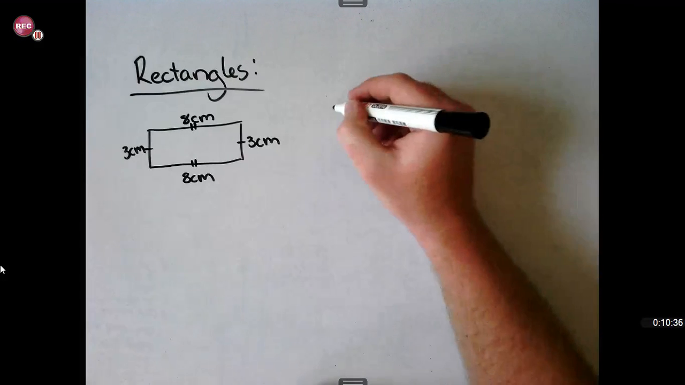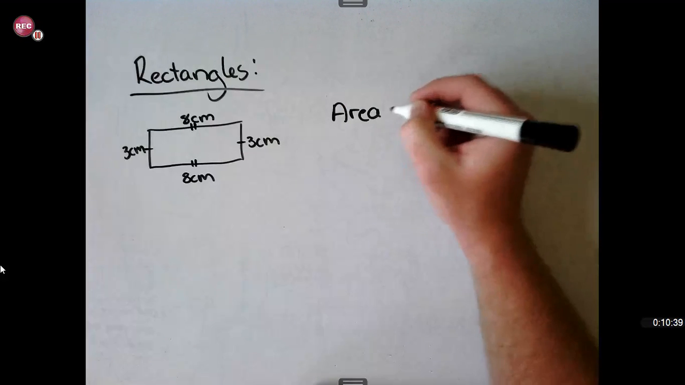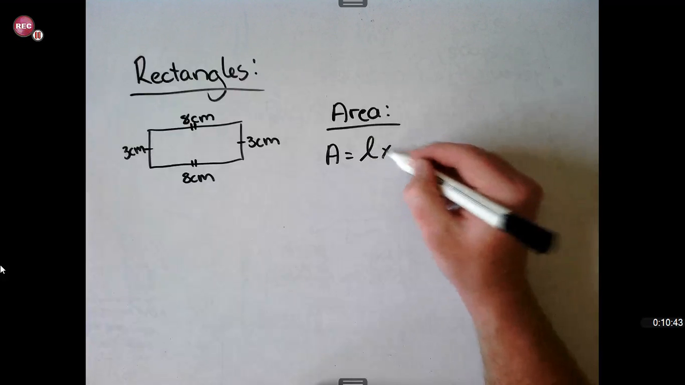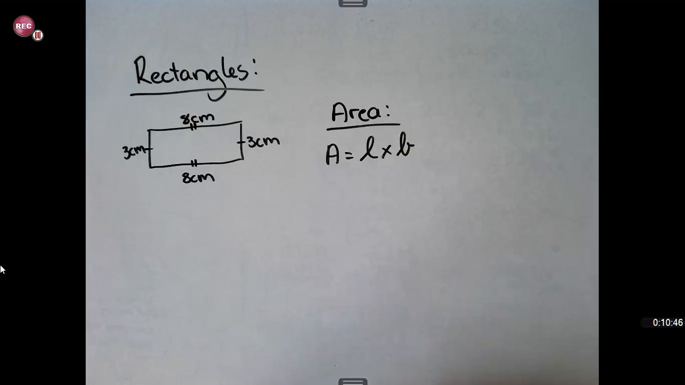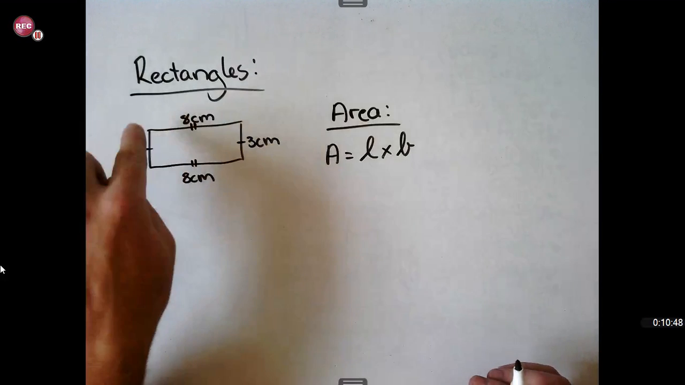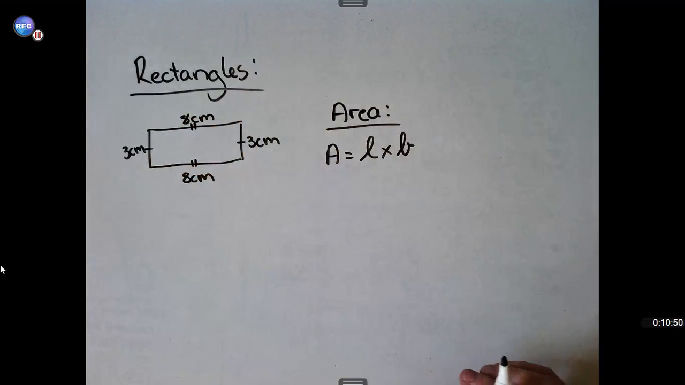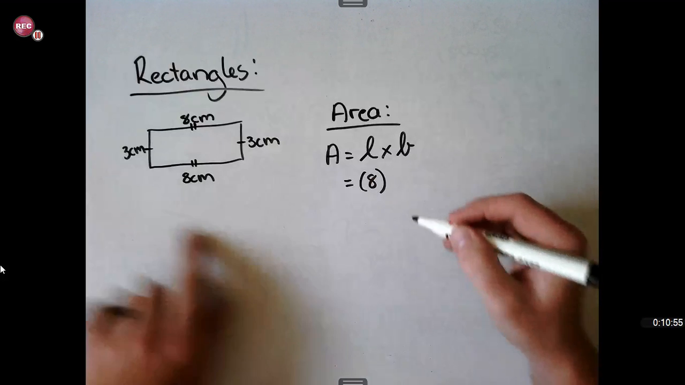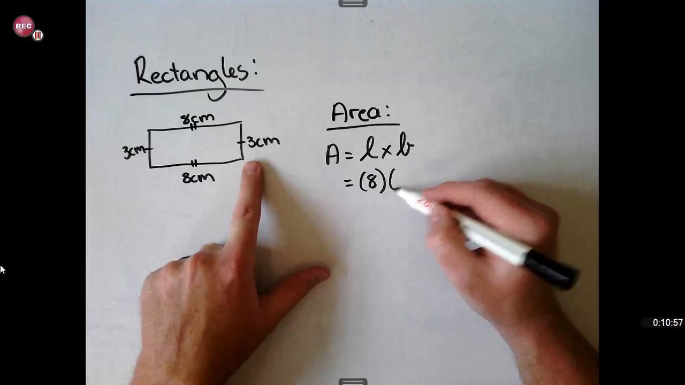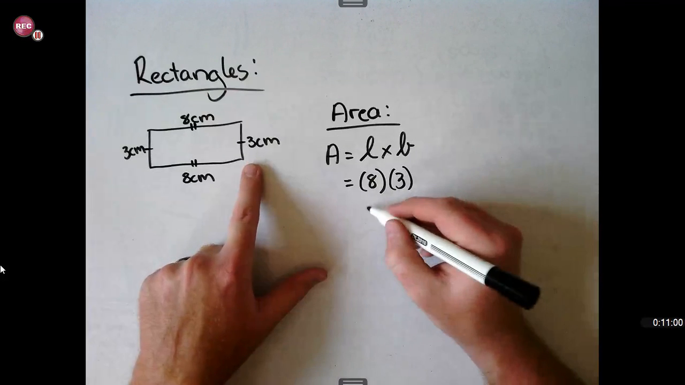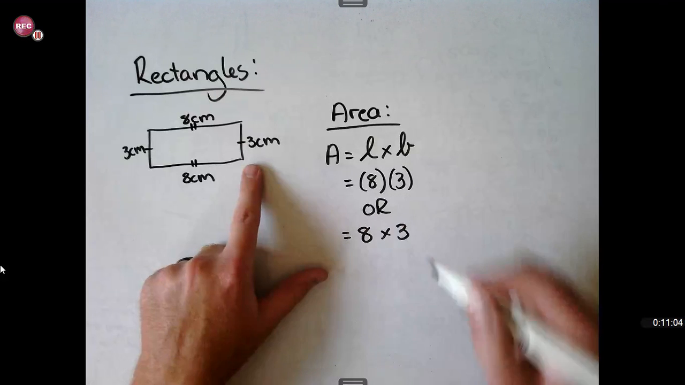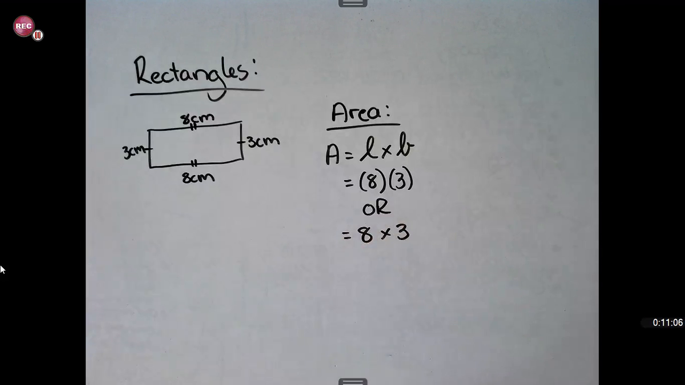So for the area, we've got the formula looking like this. A is equal to length times breadth. Remember, a rectangle has a length as well as a breadth in this regard. Okay, so the length is 8, and then the breadth we've got as 3. Remember, you are also allowed to write it like this, 8 times 3. I just prefer the brackets method. It just makes it easier and it looks neater.